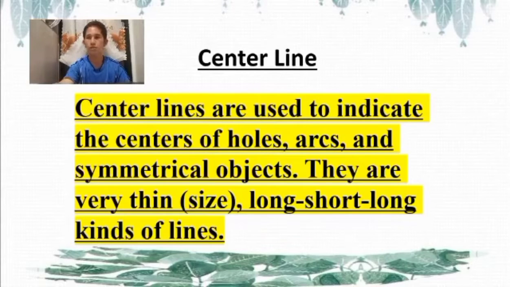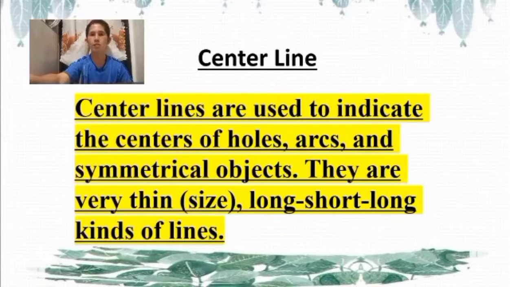The next part of the language of lines is the center line. Center lines are used to indicate the centers of holes, arcs, and symmetrical objects. They are very thin, precise, long, short, long kinds of lines. A center line is any line that bisects a plane figure, like the center line of a building plan, or a line along the center of a road or highway dividing it into separate sections for traffic moving in opposite directions. In radio, it is the perpendicular bisector of the line connecting two radio transmitters.